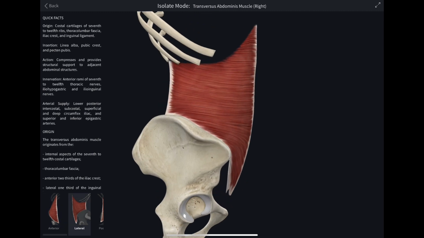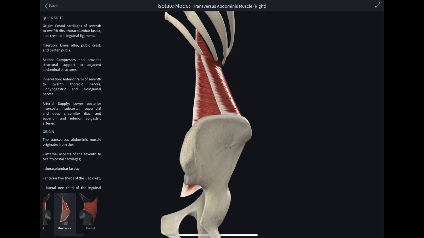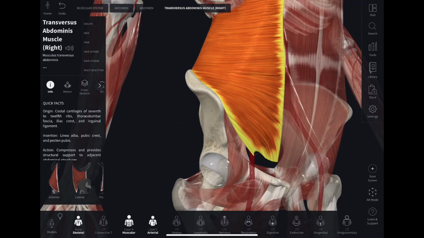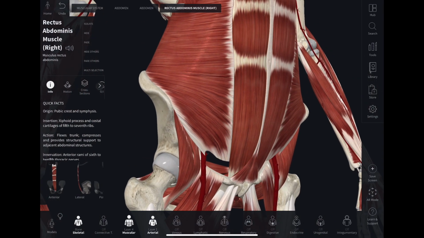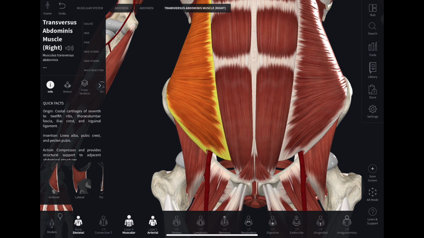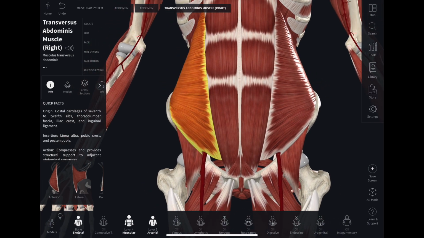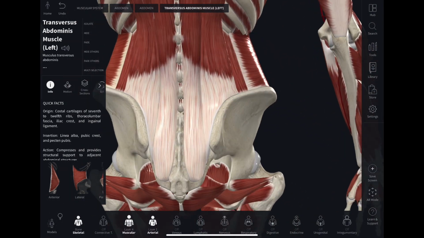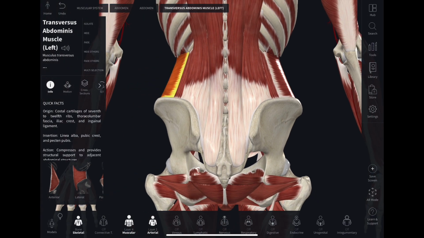This would be a lateral view of the muscle. Also the posterior, where you can see the origin. And then there would be two of them. This would be the right transverse abdominis muscle, and that would be the left transverse abdominis muscle. You can see the posterior side of both, here and here.